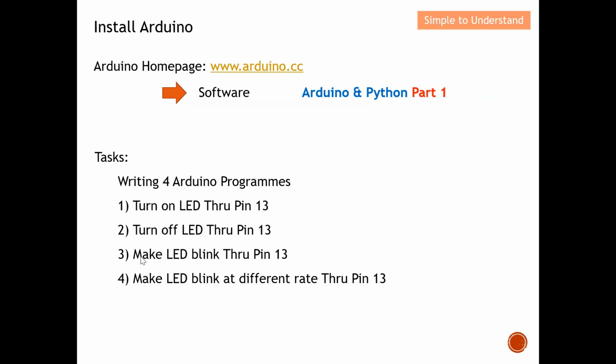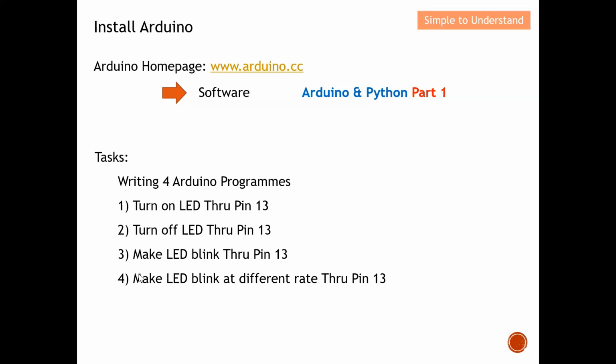Next, task number 3: we are going to make the LED blink, which means it will turn on and off continuously. So what we need to do is, again, play a trick on pin 13. We are going to put high, low, high, low, high, low on pin 13. Therefore, the LED will start to blink.